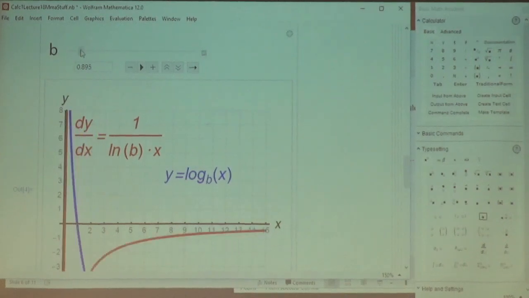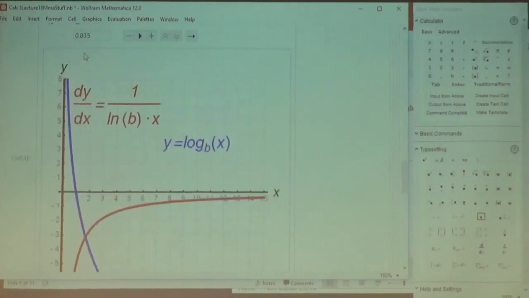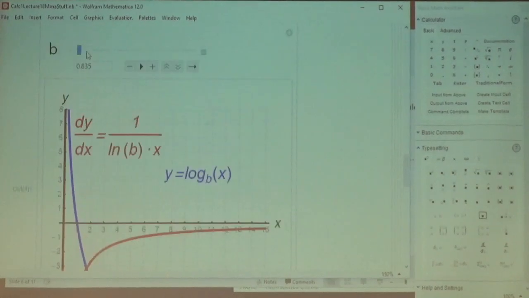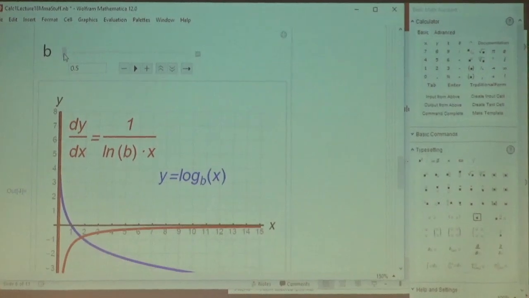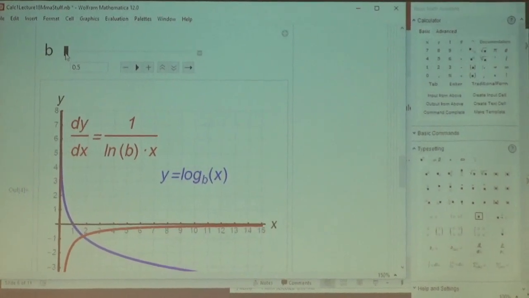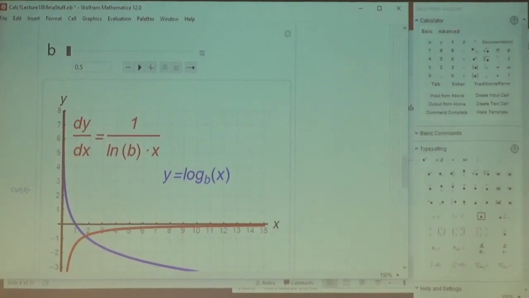If b is between 0 and 1, it actually flips around. The logarithm, when b is between 0 and 1, actually is the blue graph that's decreasing. Its derivatives are negative, and its red graph is negative. Okay? So that's something kind of interesting, though it's not something you typically use.